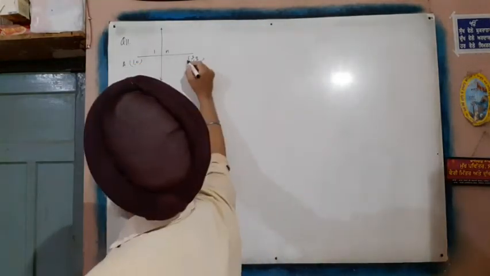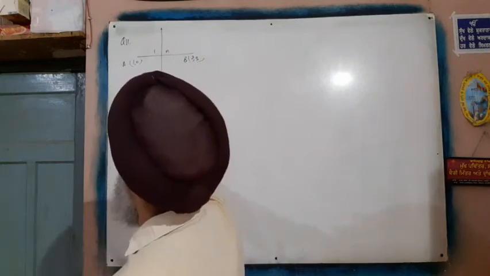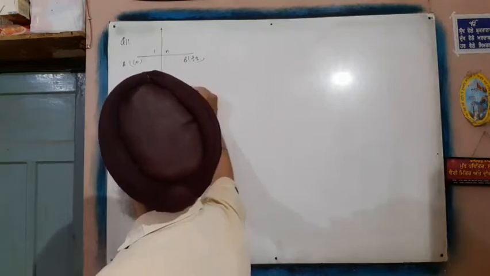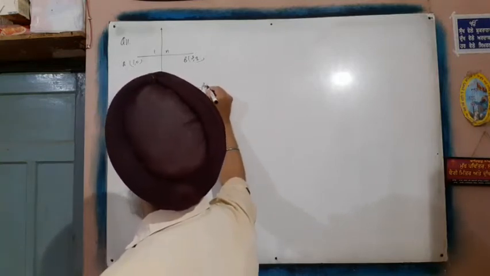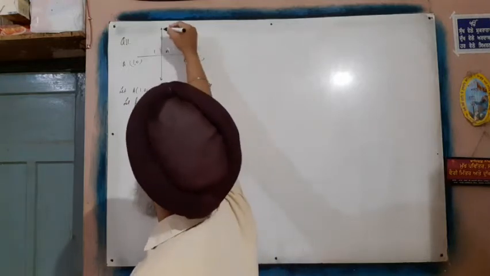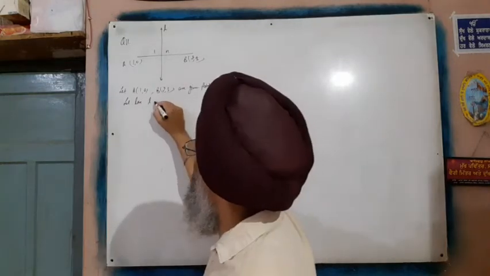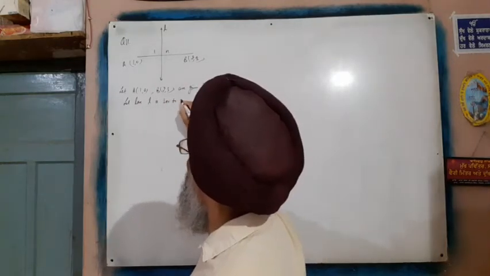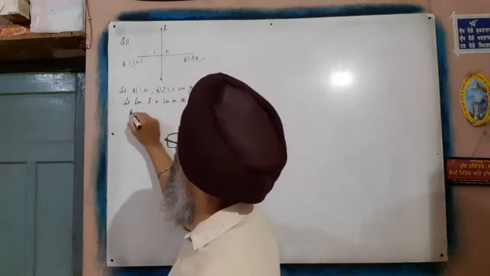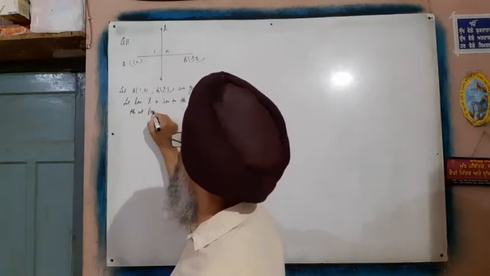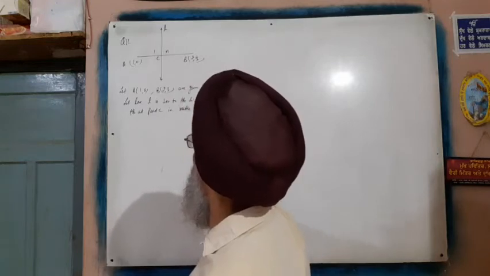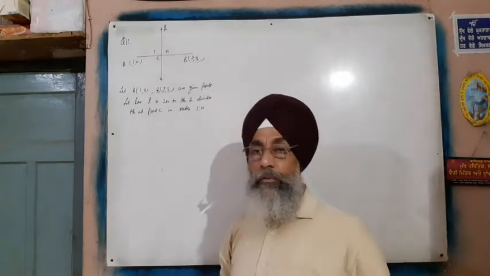Let us take this point as A and this as B. Let A (1, 0) and B (2, 3) be the given points. Let line L be perpendicular to AB and divide AB at a point, say C, in the ratio 1:n. Now we have to find the equation of line L.